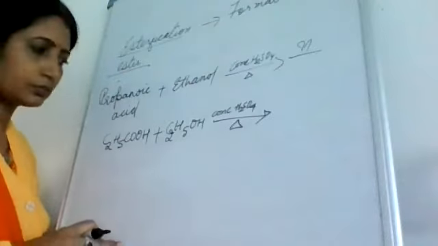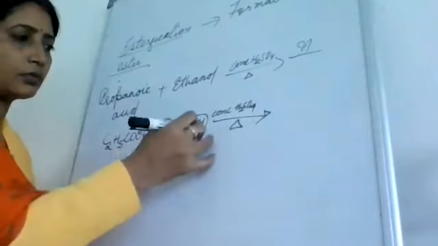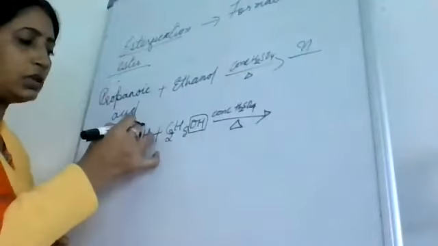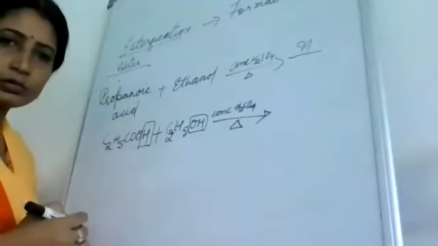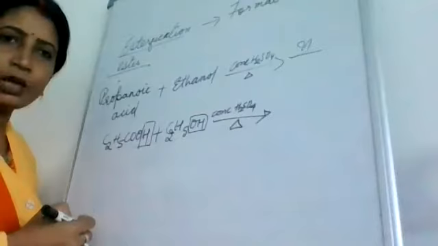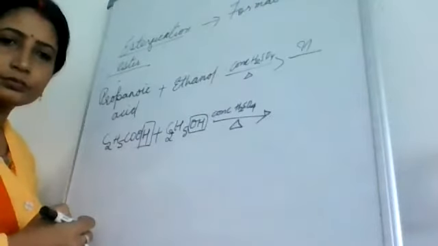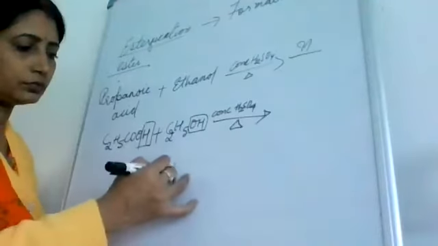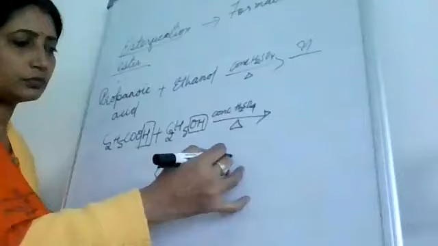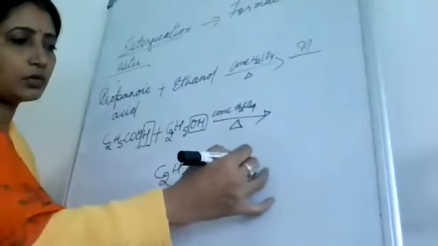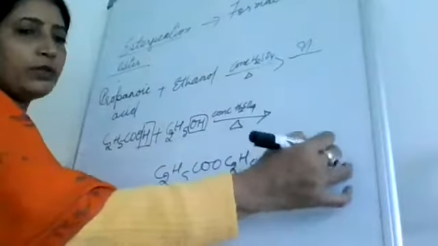Ma'am, from the OH of ethanol and the COOH. What? H will be removed from COOH? So what will be left? Ma'am, C2H5 COOC2H5 plus H2O. Very good. Very well said.